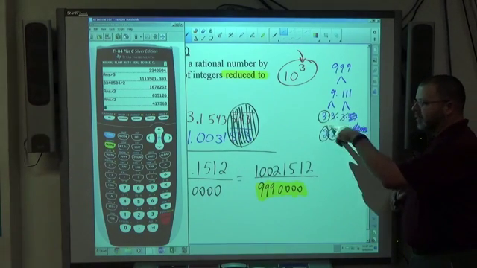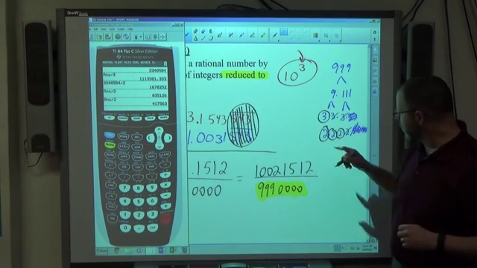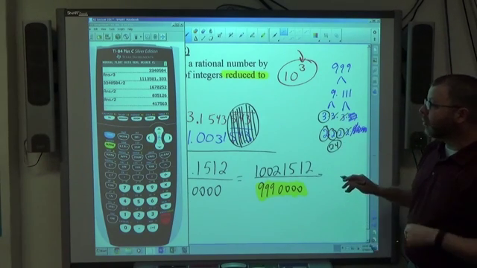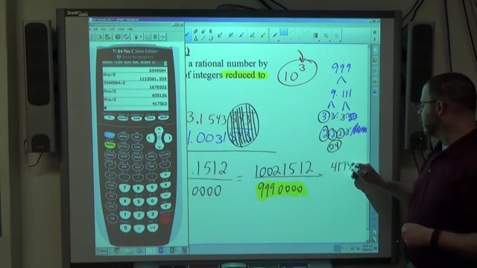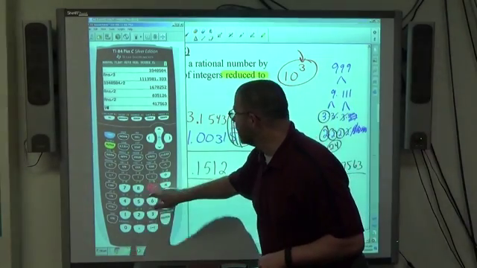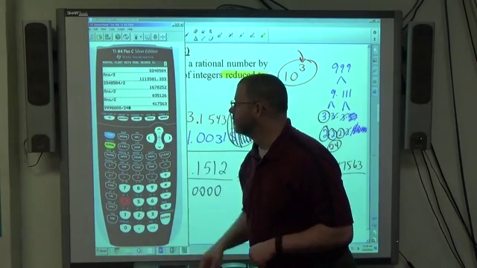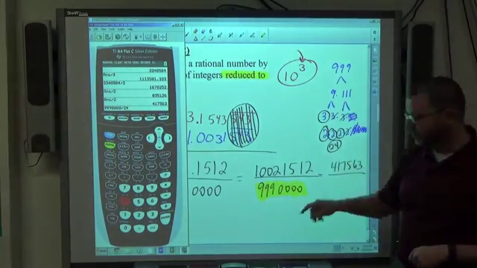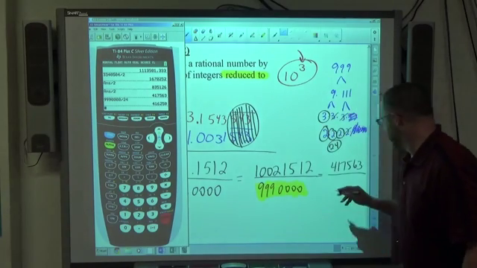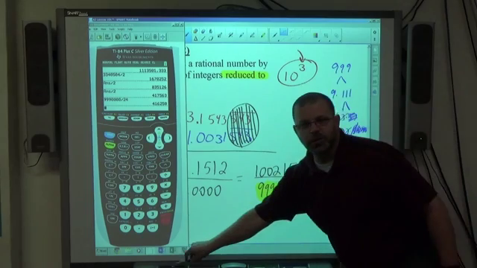So this is everything that divided the top: 3, 2, 2, and 2, which is a total of 24. So the top is going to reduce to 417,563. The bottom, if I just type the bottom in, 9,990,000, divided by 24. That's what we divided the top by. And that gets me 416,250. That's how you reduce to lowest terms.